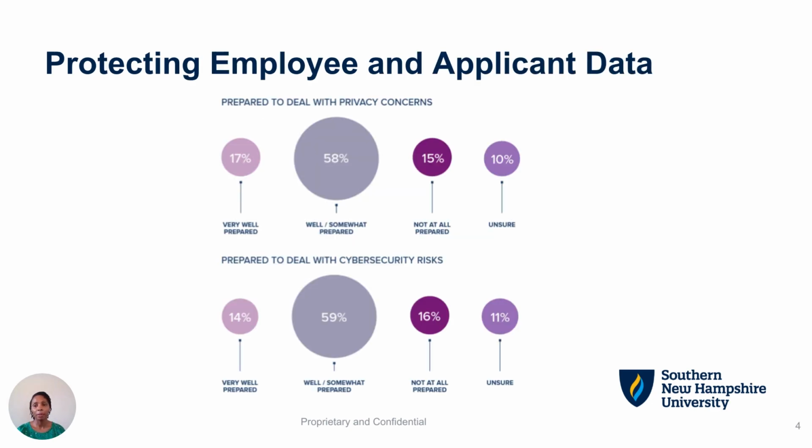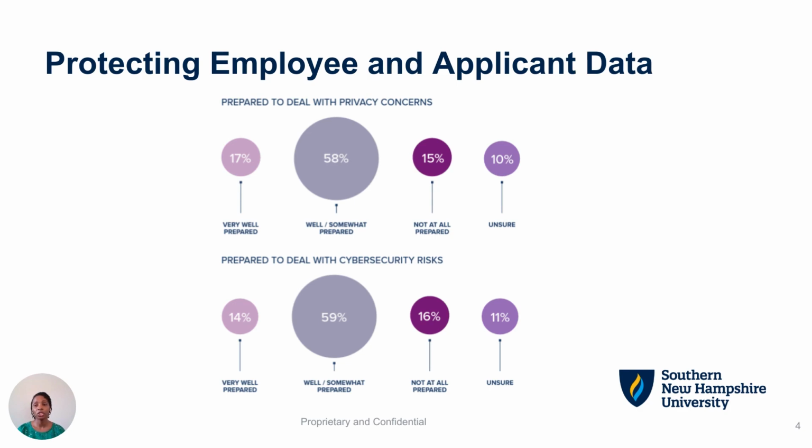Protecting employee and applicant data. People analytics inherently requires collecting and storing employee data, including many types of protected personal information, or PPI. With identity theft and large scale cyber attacks increasing, employers bear a heavy responsibility to keep employee data secure.